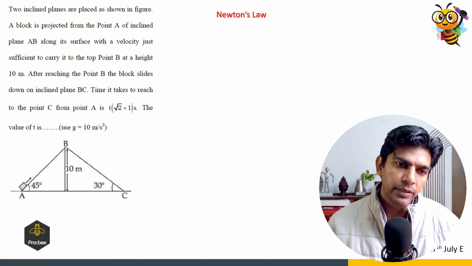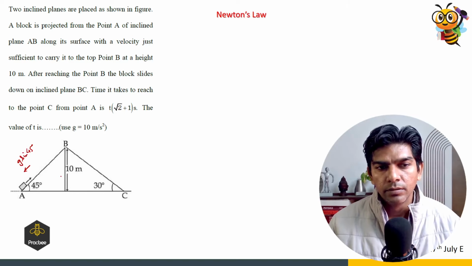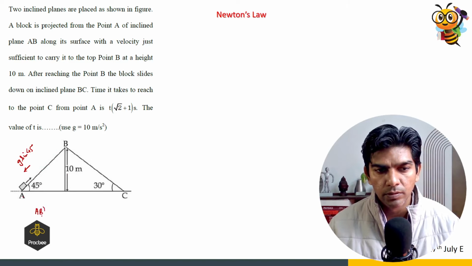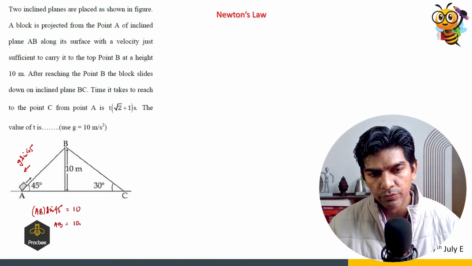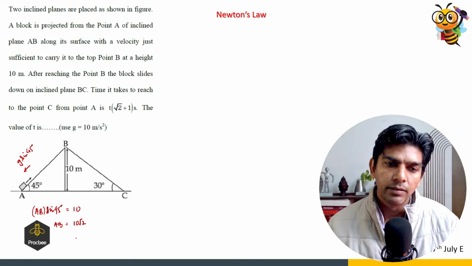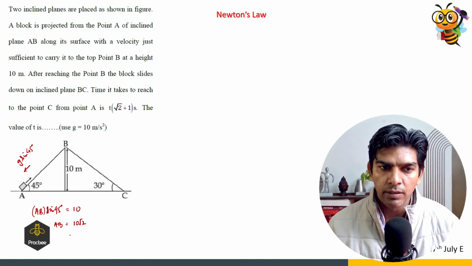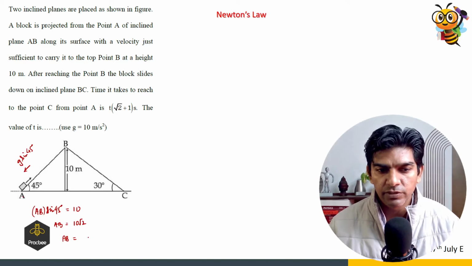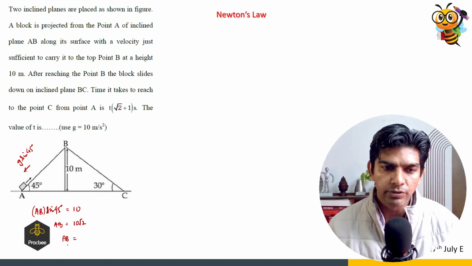So while climbing up, it will be having a retardation, right? And the retardation will be g sine 45 degrees, right? So we can find the time from A to B because we can find AB, and AB sine 45 will be 10. So we can say AB is 10 root 2. So we got the displacement from A to B, and the time from A to B we can calculate. So we can apply equations of motion. So let us apply the second equation. So AB will be equal to, initial velocity is not given, but first let us find the initial velocity. Final velocity is 0, right?